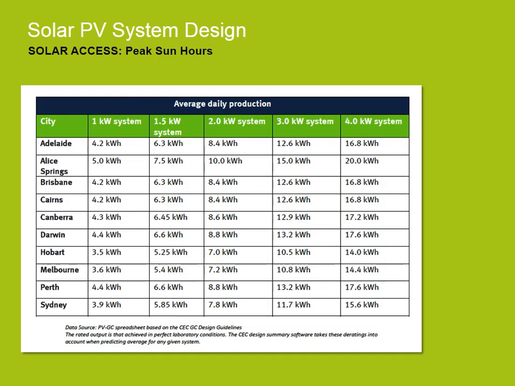This table provides data showing the average daily electricity output of some common grid-connected systems throughout Australia. According to the Clean Energy Council of Australia, the most common household systems are either 1 or 1.5 kilowatts.